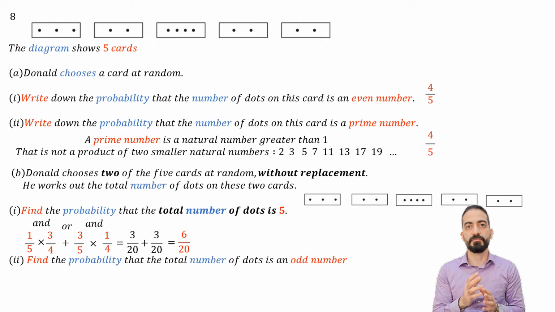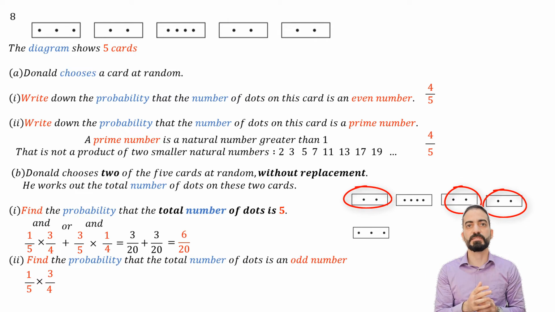Now we will begin. If he chooses 3, then there is 3 only 1 time out of 5. This means 1 over 5. And he will now choose 2. There is 2 only 3 times. This means 3 over 4.